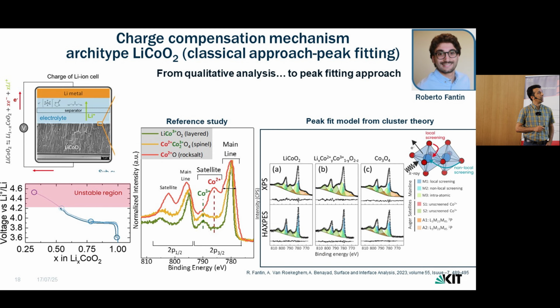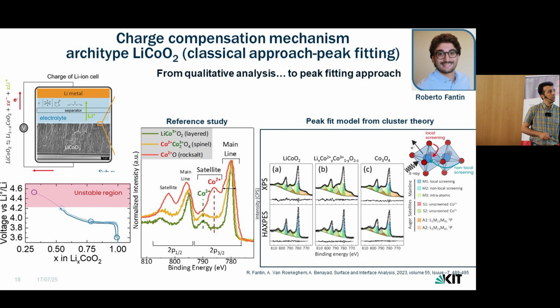As we can see, depending on the materials, we have different satellite structures. So the satellites can give a clear feature about the metal-ligand interaction. So if we look at the spinel phase, the satellite is more intense. If we look at lithium cobalt oxide, we have a very tiny satellite here.